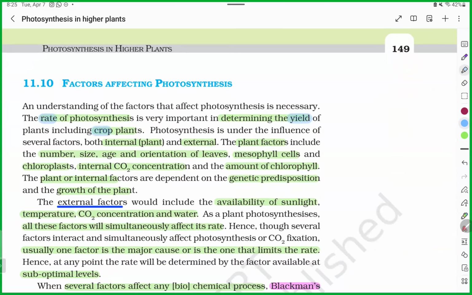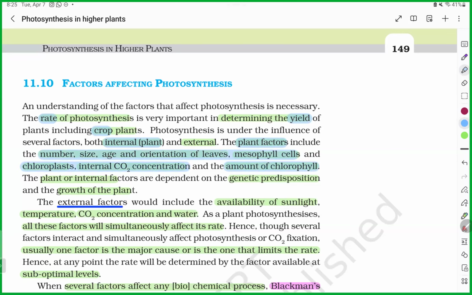There are multiple factors. Internal factor is known as plant factor, or external factor. Internal factors are like the number of leaves, size of leaf, age of the leaf, orientation of leaf, mesophyll cell, chloroplast, internal CO2 concentration or amount of chlorophyll. The plant will decide this. Plant leaf will decide this. Chlorophyll amount will decide this.